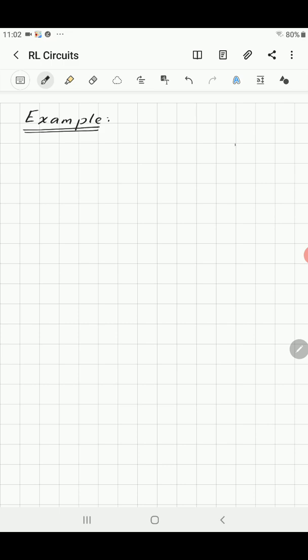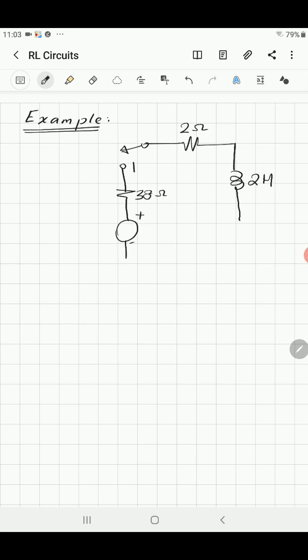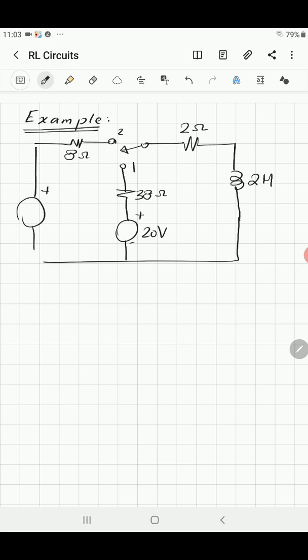We have a circuit that has an inductor equal to 2 H and a resistance of 2 Ω, and a switch. The switch has two positions. In the first position, we have an 38 ohm resistance and a 20 volt power supply. In position 2, we have an 8 ohm resistance and a 40 volt power supply.